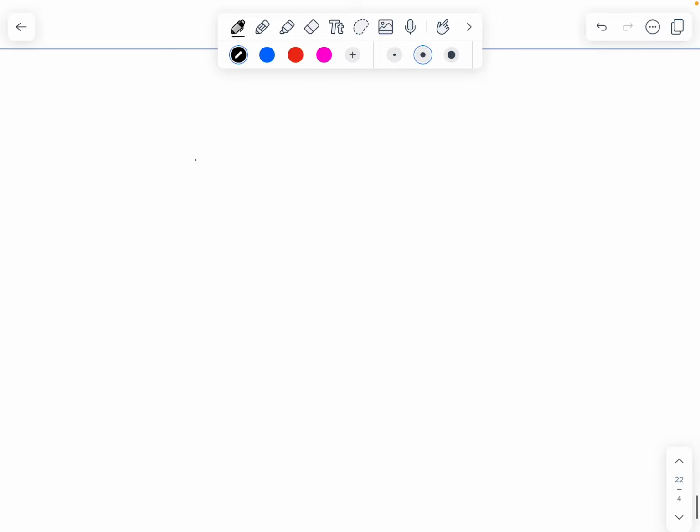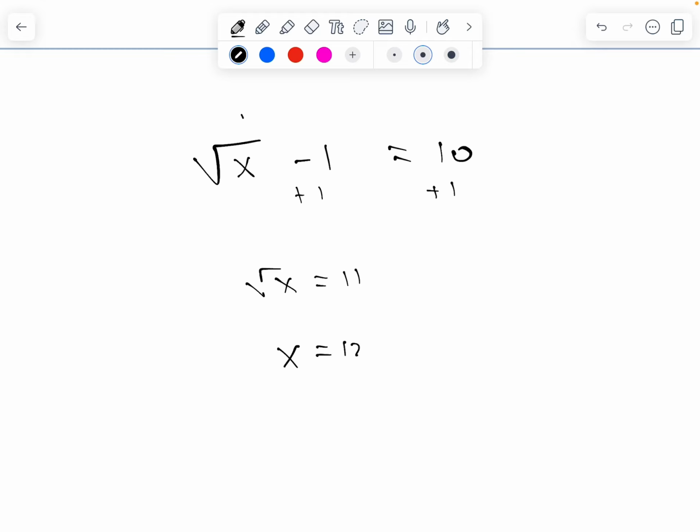Okay, let's do something like this. What if it's the square root of x, minus 1 equals 10? Well, in this case, the first thing that happened is it got square rooted, and then we subtracted 1. So let's undo the last thing that happened to it. Square root of x equals 11. We're going to square both sides. X is equal to 121. Now you plug it in here. Square root of 121 is 11. 11 minus 1 is 10, and it all works.